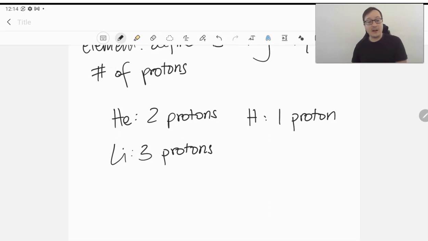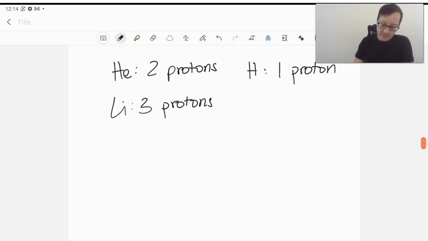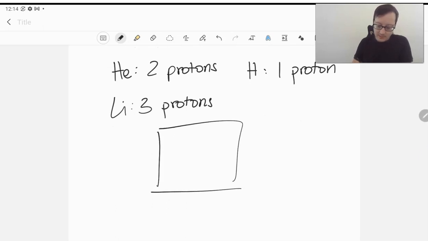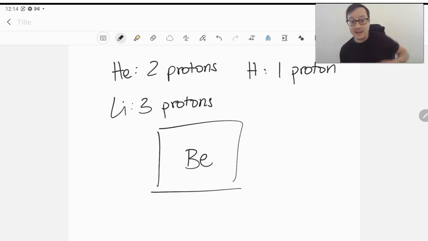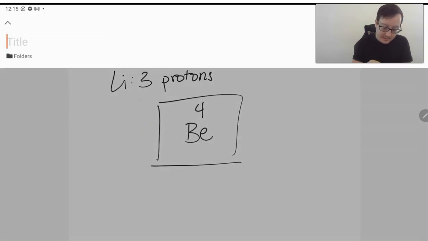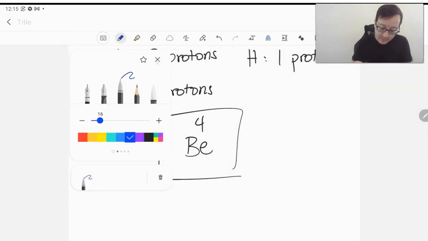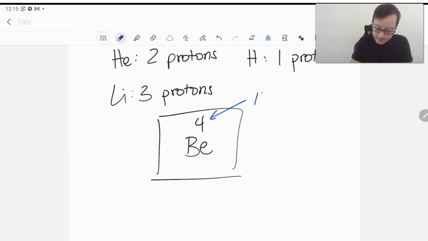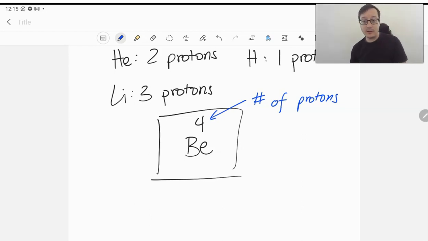And so we're going to see that on the periodic table, these elements have numbers associated with them. For example, here's beryllium. On the periodic table, we'd see Be, which is the abbreviation for beryllium, and we're going to see the number 4 at the top. And that number tells us the number of protons in a beryllium atom. So every single beryllium atom has 4 protons.